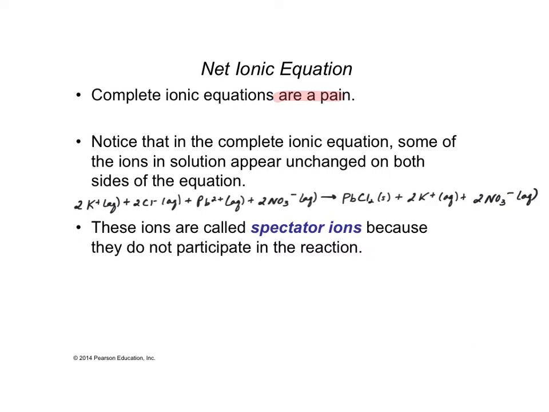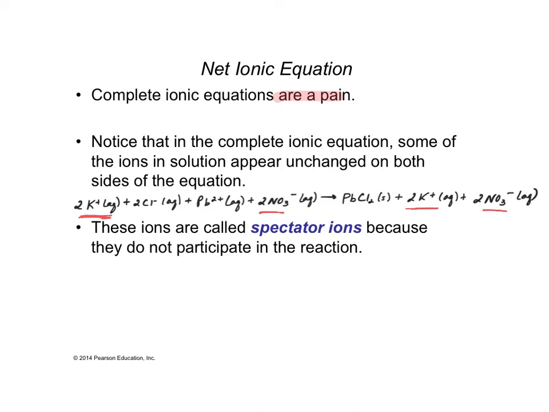So if we look at our complete ionic equation from the previous slide, we will note that the potassium is the exact same on the reactant side as it is over here on the product side, right? Same thing with nitrate. Nitrate is this NO3 over here. It is also this NO3 over here. So potassium and nitrate, in this reaction, don't really do anything. They don't change at all in going from the reactants to products. So we call these spectator ions.